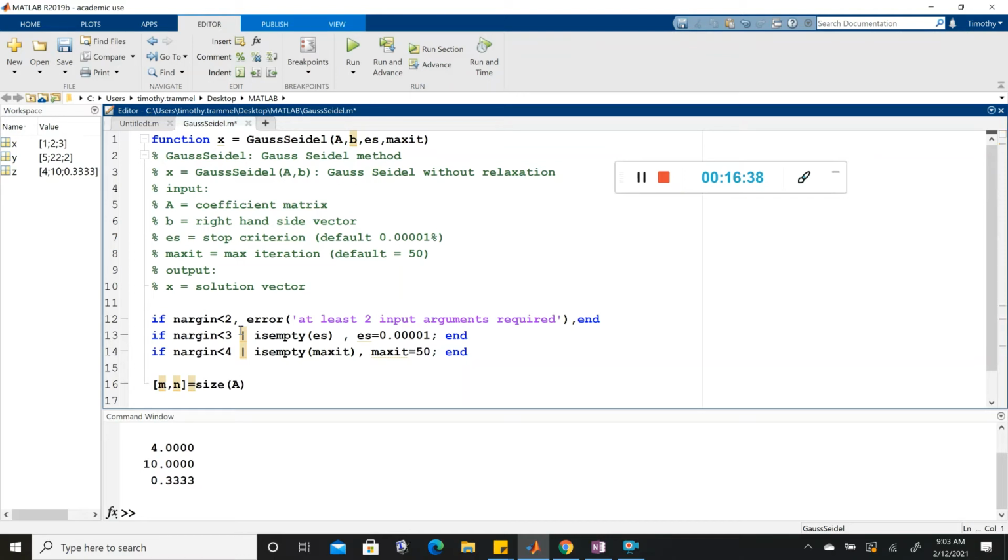And the reason we want to do that is if this thing's not square, we would need to do a different technique, or we'd need to adjust our code, would maybe be another way to word this. Okay. So if m tilde equals n, so right, that means if m is not equal to n, we want to display an error. Matrix A must be square.